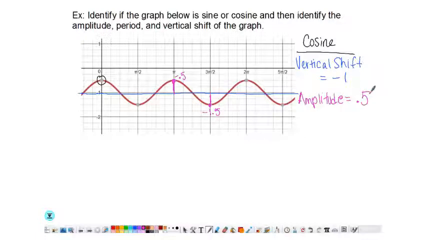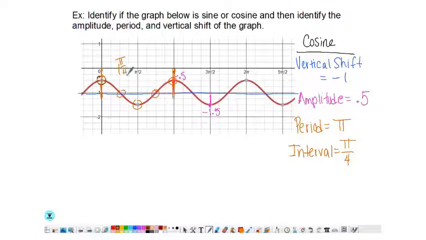Okay, so now we need to find the period of our graph. We're going to look for where we start and where we stop. For cosine, we want to just follow our pattern: above, on, below, on, above. Here we have our 5 critical points, and it takes us from 0 to pi. So our period here is pi. And our interval then is going to be pi over 4, because it's the period divided by 4. That means all of these critical values happen at pi over 4 intervals.